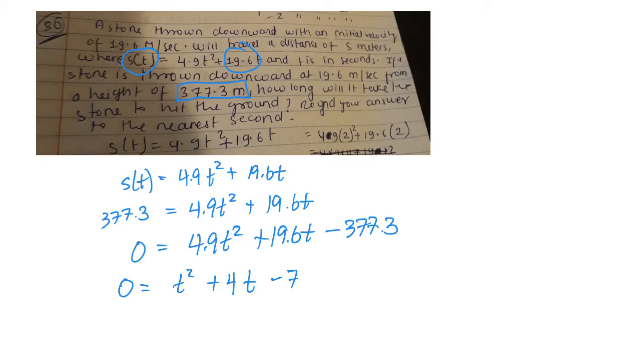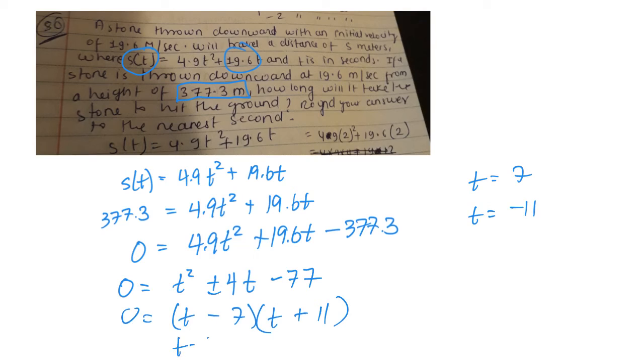So minus 77. Okay, so now factor. Two things that multiply to 77 and add to 4. It's got to be 7 and 11. This is positive, so the bigger number is positive. So you'd say the time is 7 or the time is negative 11, right? Using the zero property, either that's 0 or this is 0. And you can't have a negative time. So you'd say 7 seconds. That's how long it would take for the stone to hit the ground.